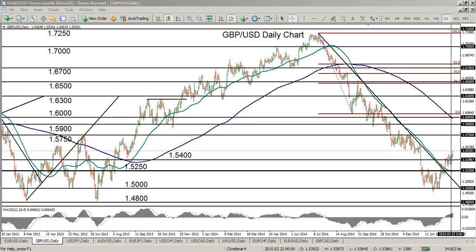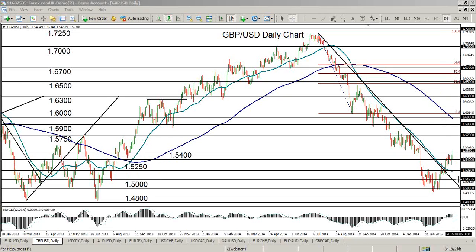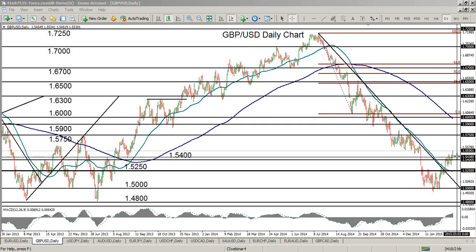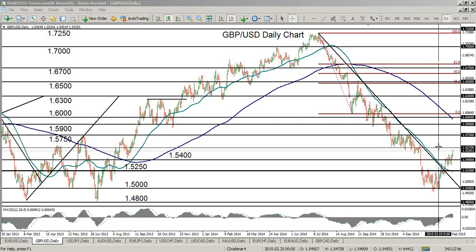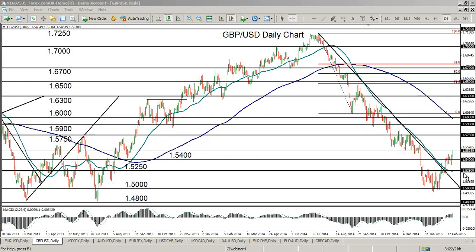That was my resistance, and then it went further above there. So I'm looking for a continuation to the downside. The next major resistance to the upside is 157.50. But generally speaking, on a longer-term basis, I'm looking to the downside. Okay, on pound dollar. Let me see.